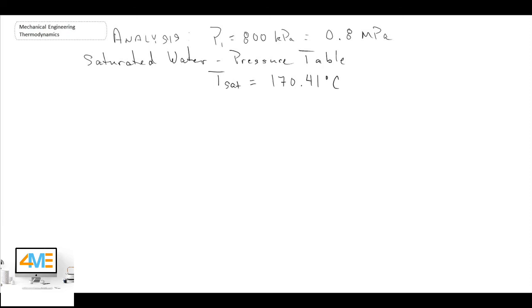What that also tells us is that, as I sketched on the figure earlier, at T2 equals 350 degrees C, that's higher than 170, and that means that we are superheated. Which makes sense because we start off in the two-phase region, we add heat. There's only one place we're going to go, and that's into superheated vapor.